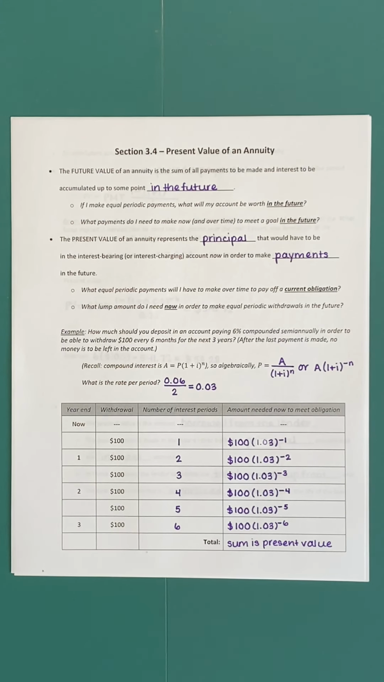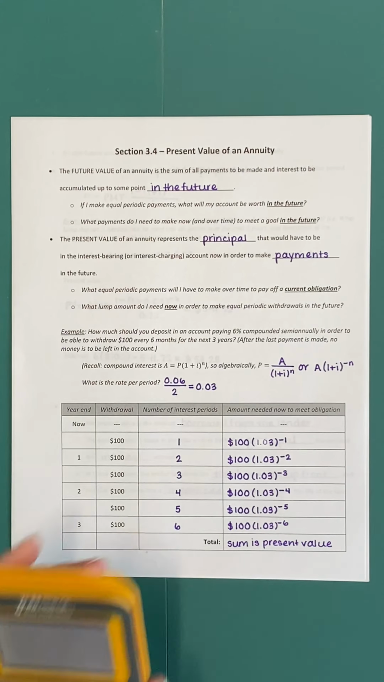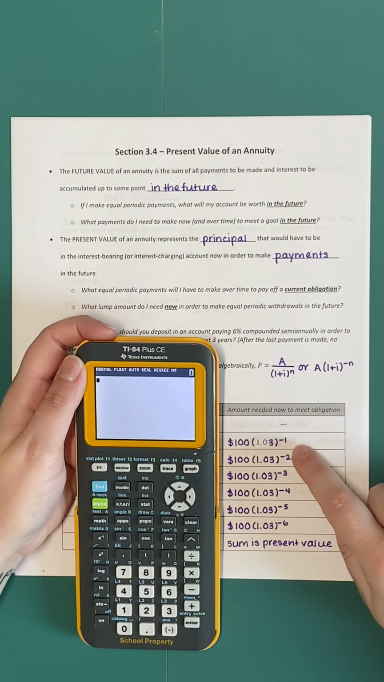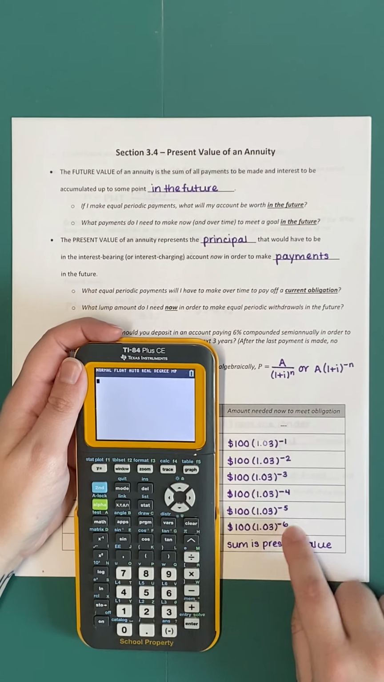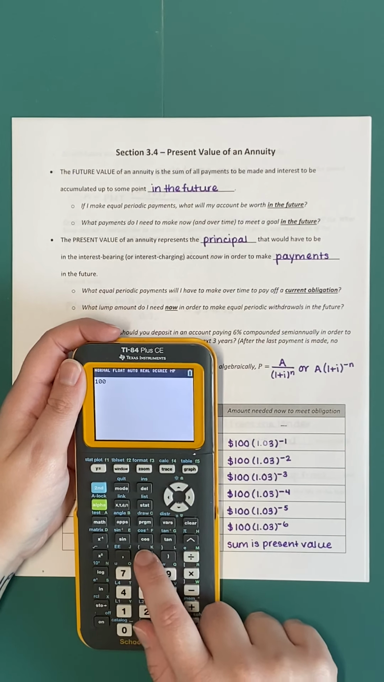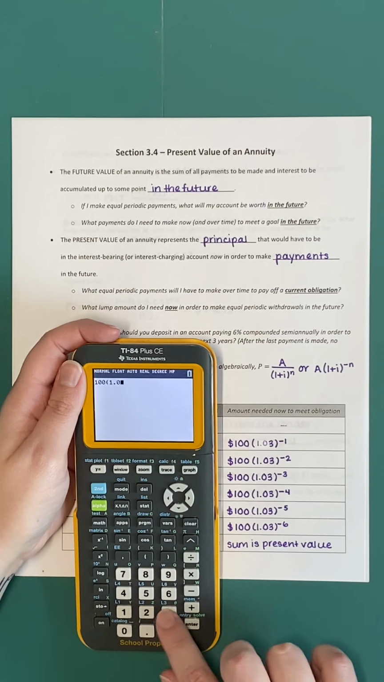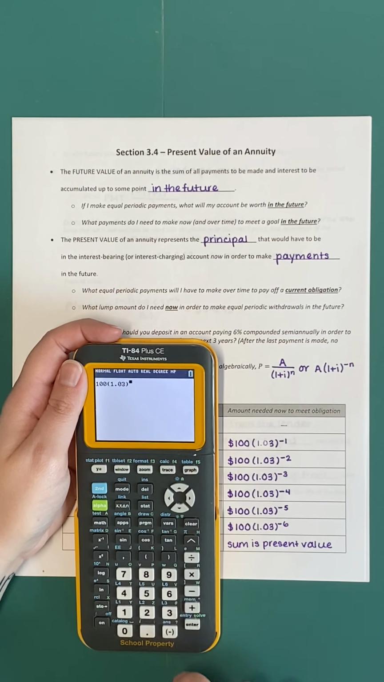So I want to go through and evaluate some of these numbers just to show you what's really happening. Seeing some concrete numbers will hopefully make things a little bit clearer. So I want to evaluate the first, the second, and then the very last value. So 100 times 1.03. And now we're raising it to the -1 power.